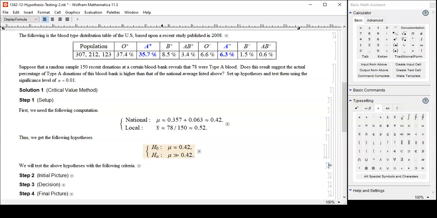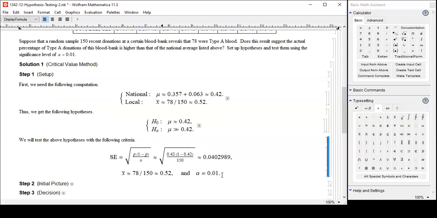Now, we have hypotheses set up, so let's go ahead with some numbers to work with, some sample statistics, and maybe some parameters. Let's see. Observed proportion is 52%, 78 out of 150. That's something we are going to compare at the very end. And standard error, square root of p, 1 minus p over n. And there, please note that I used a null. Not 52%, but 42% here.